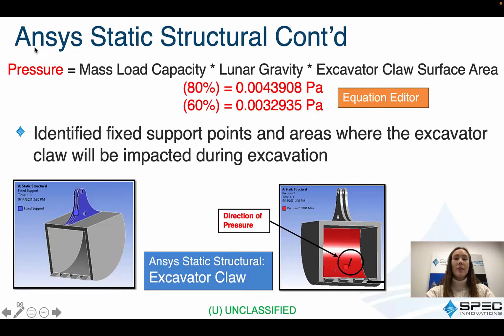A pressure tolerance of 4.39 times 10 to the 3 pascals was calculated for 80% load capacity, and a pressure tolerance of 3.29 times 10 to the 3 pascals was calculated for 60% load capacity. Fixed support points in purple and impact areas in red were identified to mark where the excavator claw design will be affected during excavation.